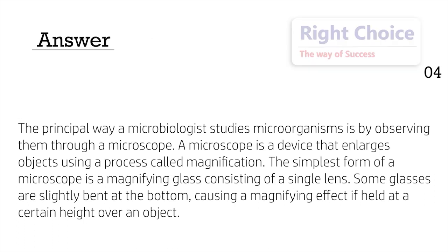The principal way a microbiologist studies microorganisms is by observing them through a microscope. A microscope is a device that enlarges objects using a process called magnification. The simplest form of a microscope is a magnifying glass consisting of a single lens. Some glasses are slightly bent at the bottom, causing a magnifying effect if held at a certain height over an object.